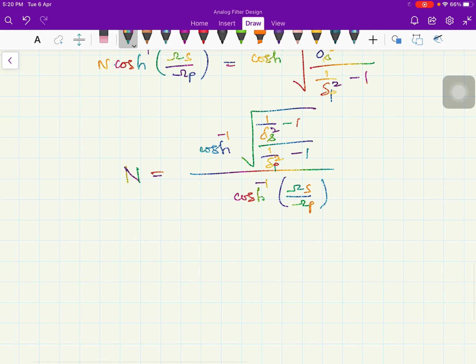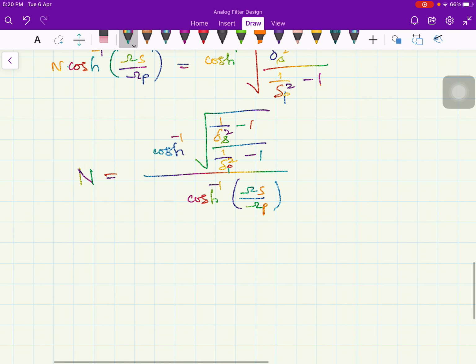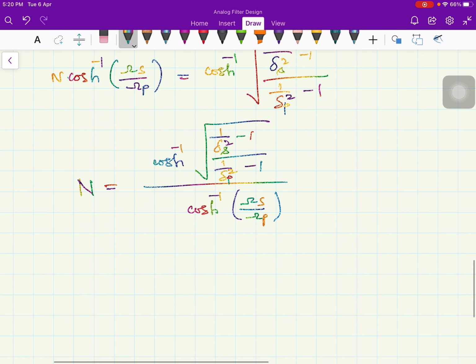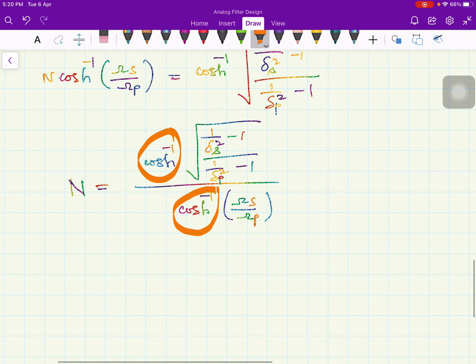Is it okay? Now, if you compare with Butterworth, the order of the Chebyshev is a ratio of 2 cosh inverses. In the numerator I have cosh inverse, and in the denominator also I have cosh inverse. The arguments are the same as in the Butterworth, except that in Butterworth cosh inverse is replaced by log. So this is Chebyshev n suffix c.